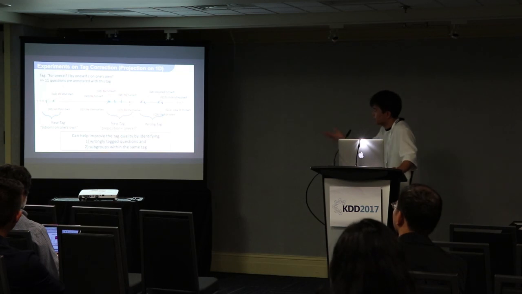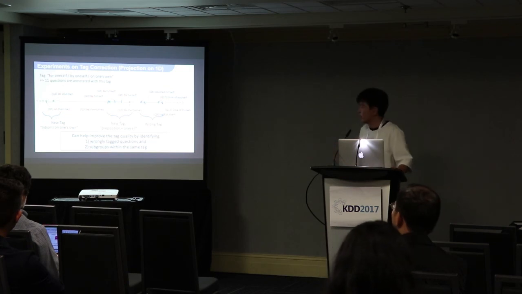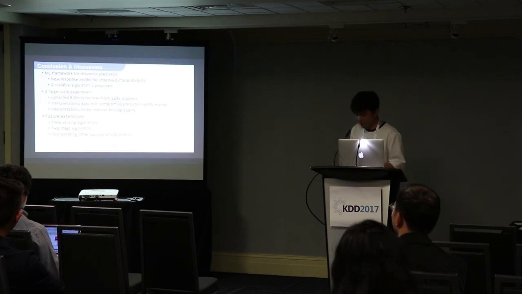So the conclusion is that we can help improve the tag quality by identifying wrongly tagged questions, or maybe you can identify new subgroups within the same tag and have a more delicate tag. Okay, so that's the conclusion, and thanks.